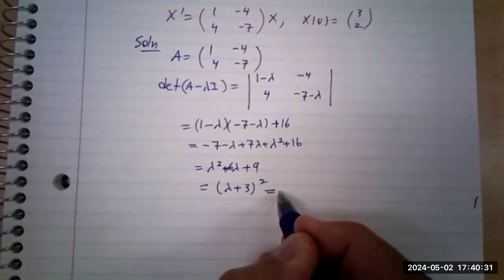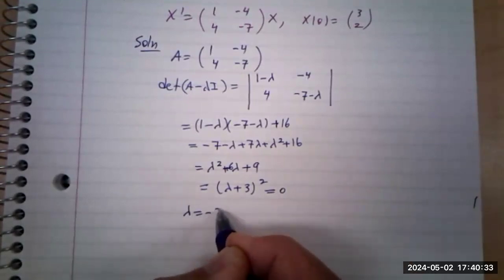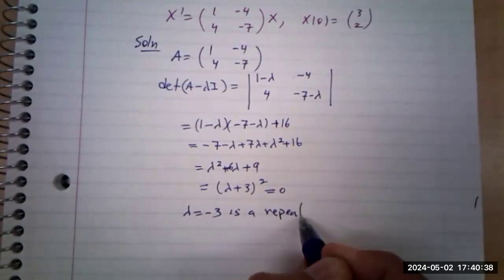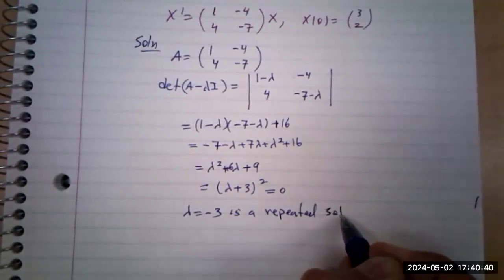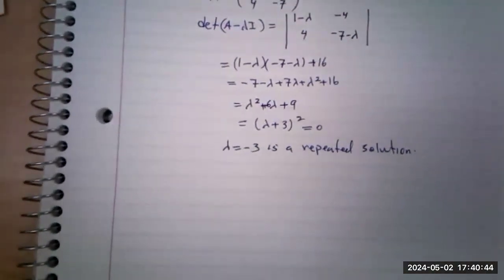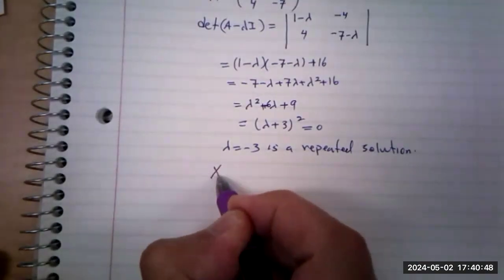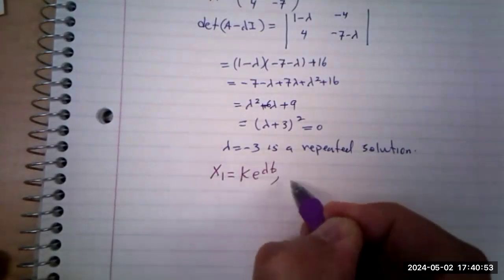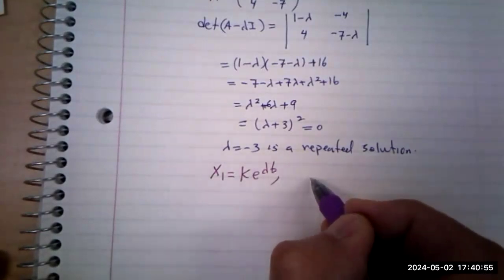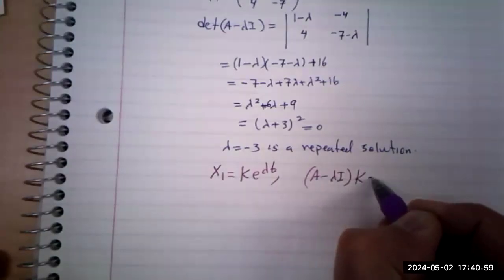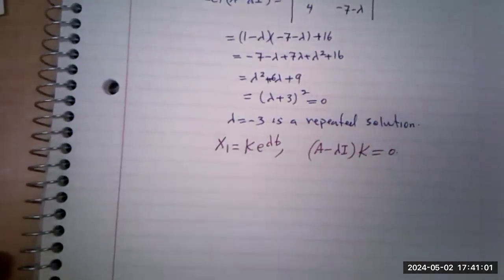Okay, so lambda equal to -3 is a repeated solution. We are going to find the first solution. The first solution, x1, is going to be k e to the lambda t. And the k, we have to find from A minus lambda I times k equal to 0.